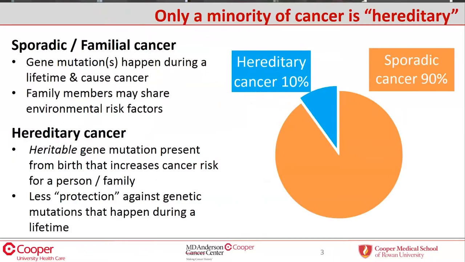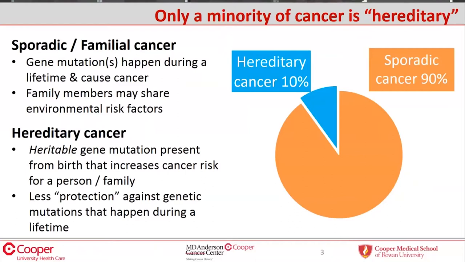However, this talk is about hereditary breast cancer. So I want to bring this home to the idea that only a minority of cancer is technically hereditary. If you see my little pie here, sporadic or familial cancers probably account for about 90% of all cancers, and hereditary cancers are about 10%. Now, that can certainly vary based on the cancer type.